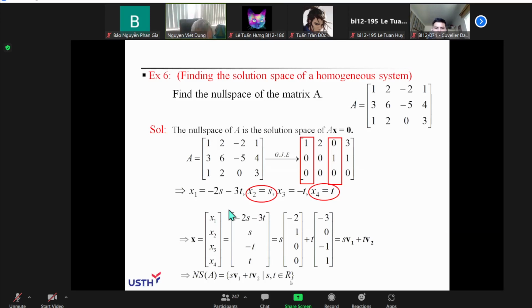However, here you can get it as s v1 plus t v2, with v1 to be that and v2 to be that one. And because of that, now the null space of A, or the solution space of that, equals s v1 plus t v2 with any s and any t in the real numbers. So that is a way to find the null space of A.